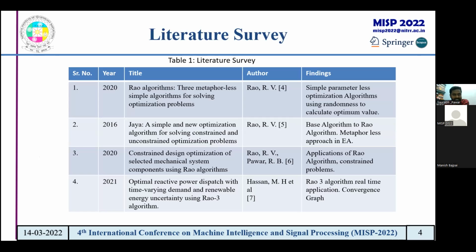Coming to the literature survey, the first is the base paper. We have used the Rao algorithms, three metaphor-less simple algorithms for solving optimization problems by R.V. Rao sir. These are simple parameter-less optimization algorithms using randomness to calculate the optimal value of any objective function. Before that, the Jaya algorithm and the TLBO algorithm were also there. References 3 and 4 are applications of the Rao algorithms to real-time problem solving.